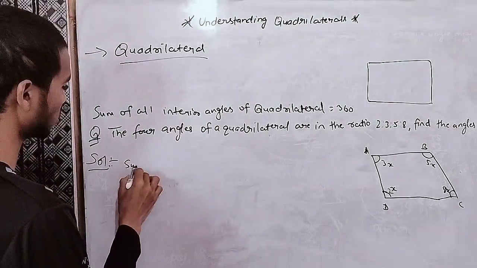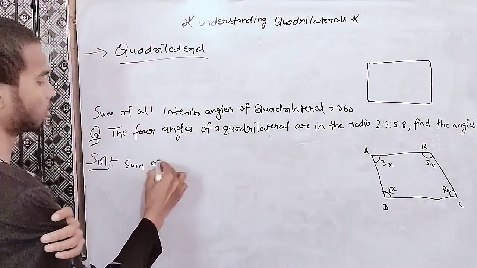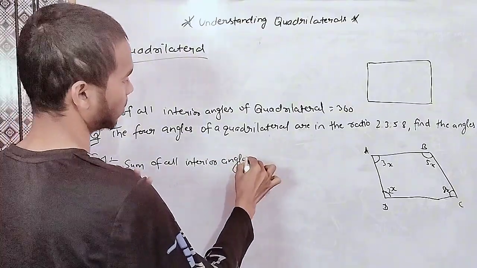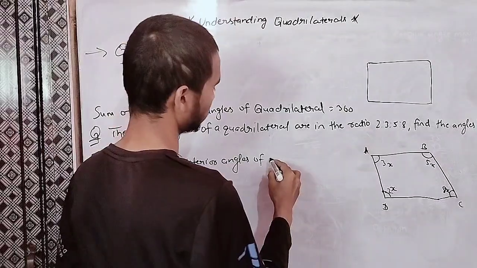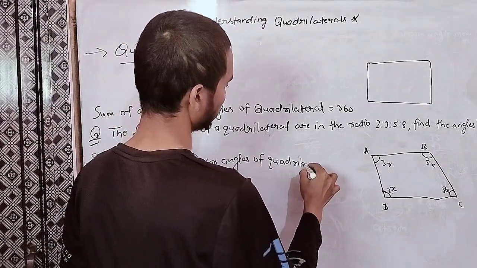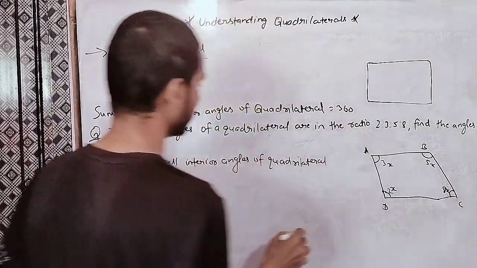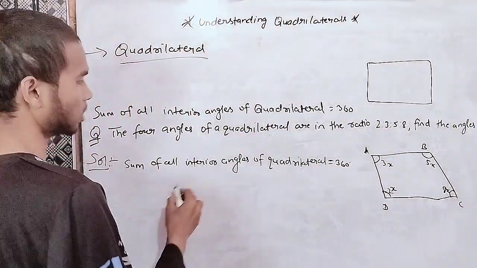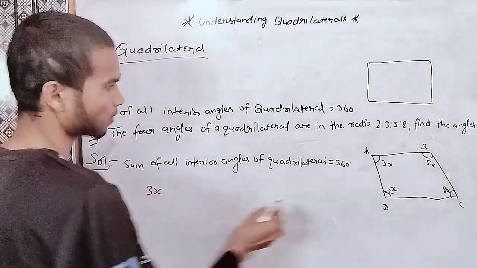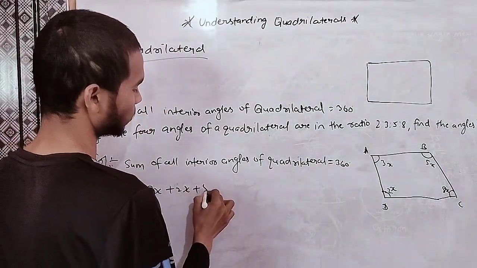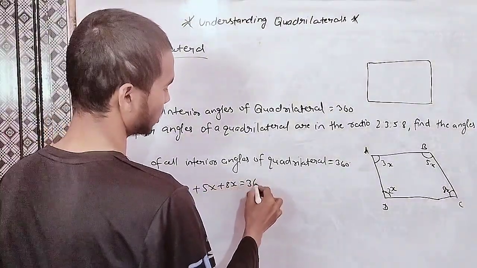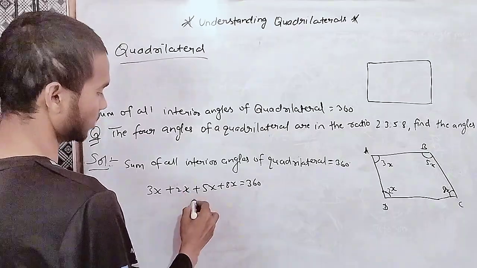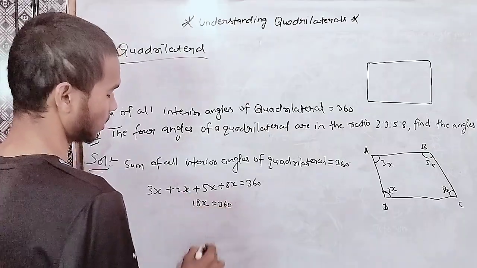So let's apply the formula: the sum of all interior angles of a quadrilateral is how much? 360. So the sum of the angles: first is 3x, second is 2x, third is 5x, fourth is 8x, and it will be 360 degrees. 3 plus 2 plus 5 plus 8 is 18, so 18x is equal to 360 degrees.